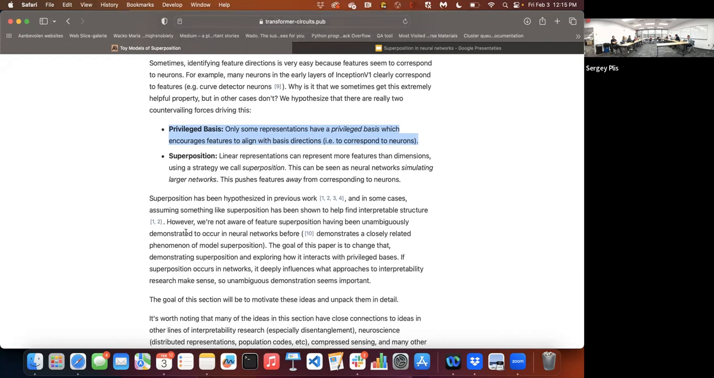Well, this is their definition at least, which is that only some representations have a privileged basis, which encourages features to align with basis directions. So I don't understand this. Is a privileged basis a basis or? Well, I think it becomes clearer later, but their point is that if you want to represent features in this representation space, and they can be represented orthogonally, with linear algebra, that's privileged because you can just represent a feature using the basis vector, which means there's essentially no noise. They talk about that a little bit later. Is a privileged basis different from an orthogonal basis? Well, they say a privileged basis is when an orthogonal basis corresponds to a feature in the representation space.